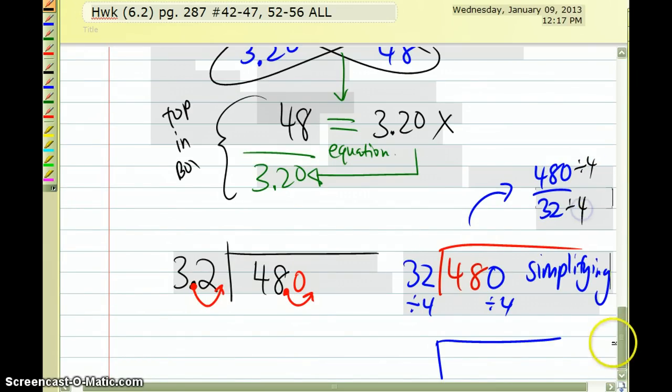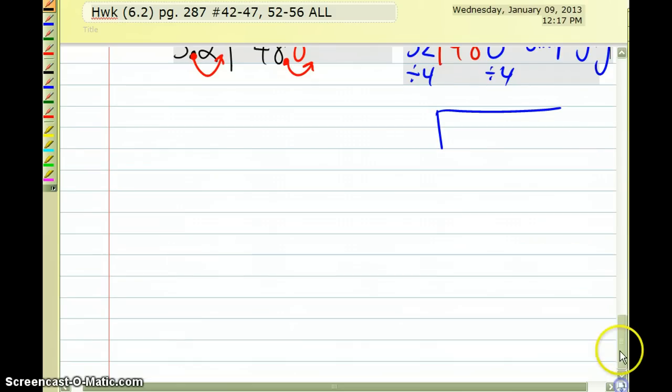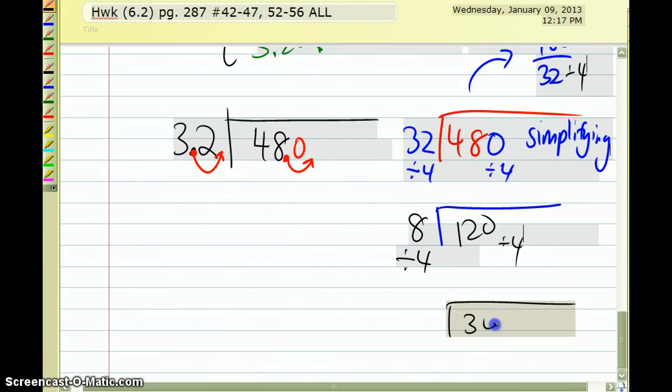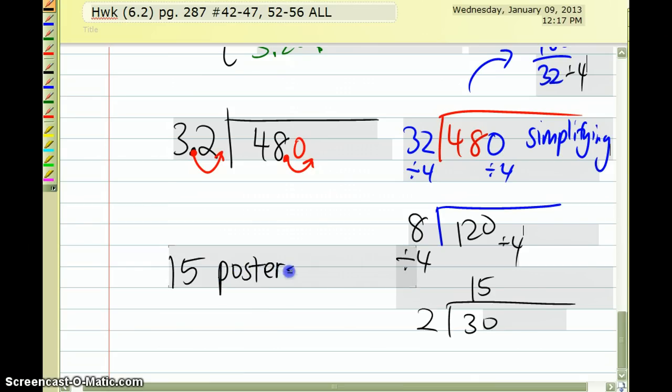If I divide both by 4, I will get, for 480, I'm going to get 120. For 32, I'm going to get 8. I can even divide both of them again by 4, giving me 30 and 2. Wow, that's even easier to divide. 30 divided by 2, that just means half of 30, which is 15. So my answer here is 15 posters.